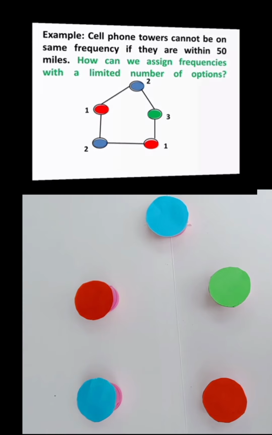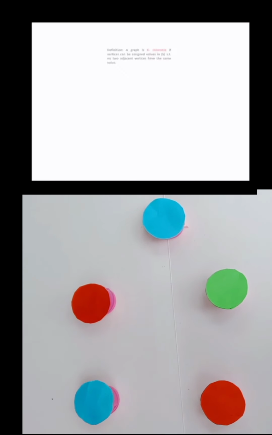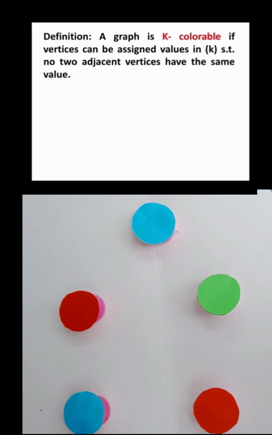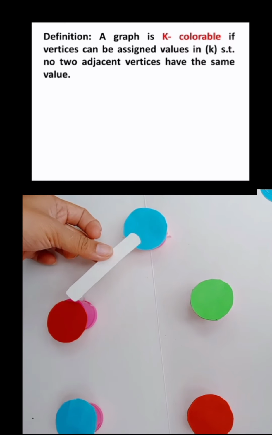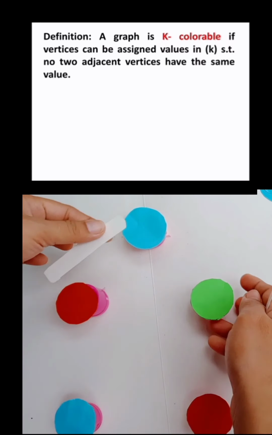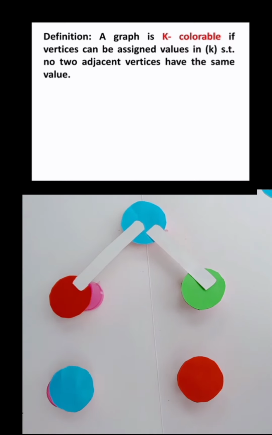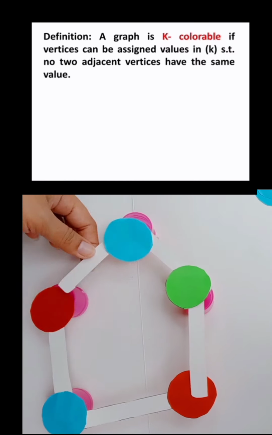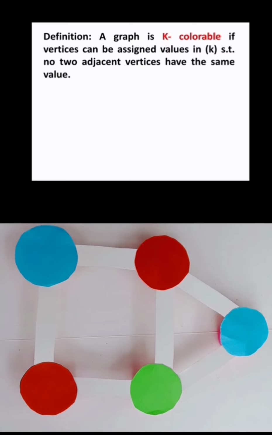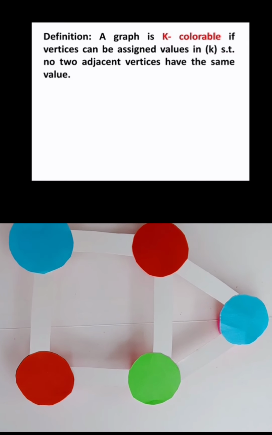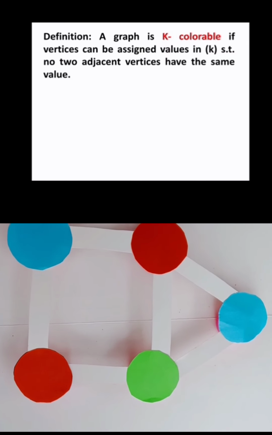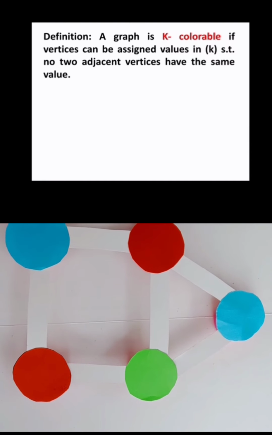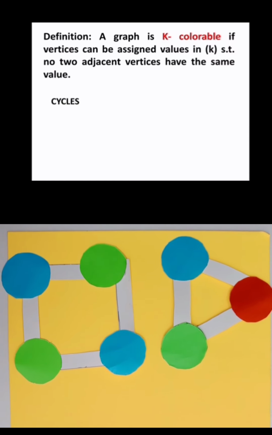So what does it mean for a graph to be colorable? By definition, a graph is k-colorable if vertices can be assigned values in one of the k values such that no two adjacent vertices have the same value. Looking at this graph, we saw that it is k-colorable for k equal to 3. We could see that 3 was actually the minimum number of colors that I could use. So it's interesting to ask not just whether a graph is colorable, but what the smallest k is.